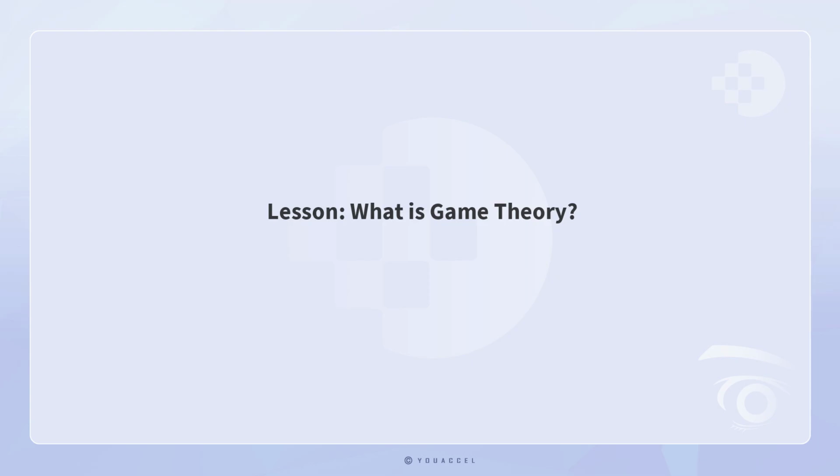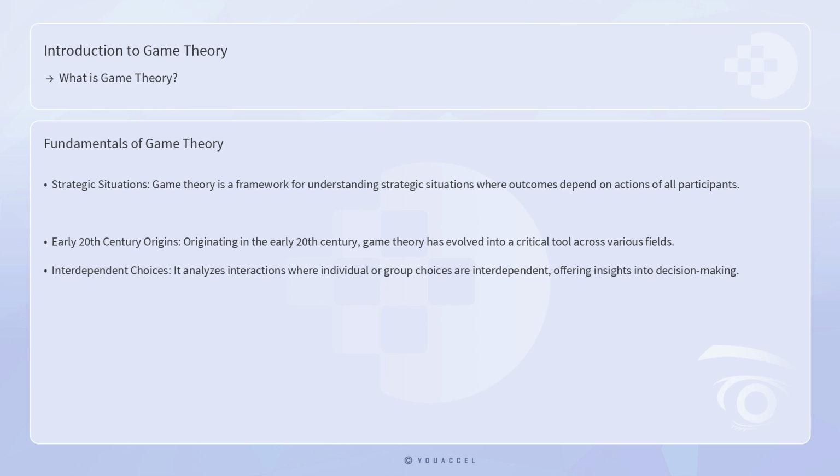Lesson: What is game theory? Game theory is a fundamental framework for understanding strategic situations where the outcome for each participant depends not only on their actions, but also on the actions of others. Originating in the early 20th century, game theory has since evolved into a critical tool in economics, political science, psychology, and beyond. It provides a structured way to analyze interactions where the choices of individuals or groups are interdependent, thereby offering insights into how decisions are made in competitive and cooperative environments.